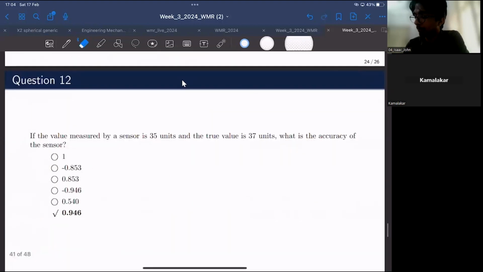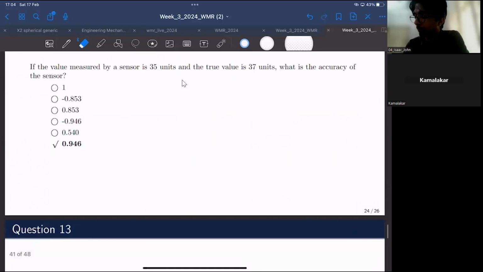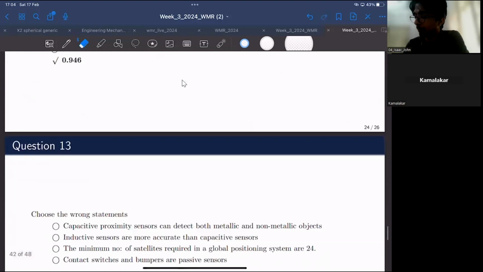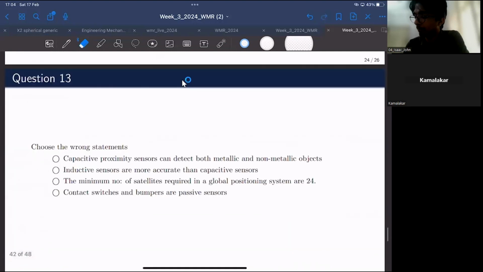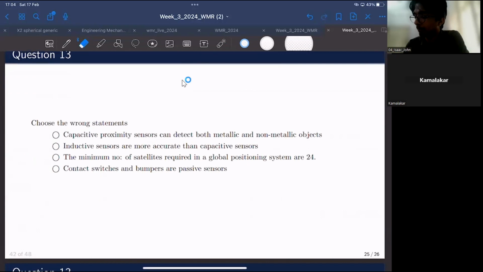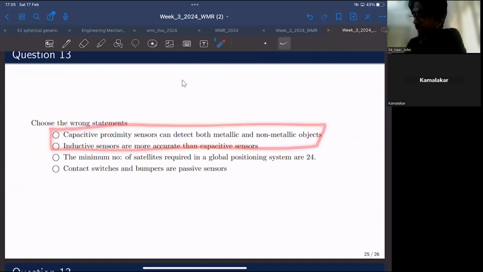Okay, so the answer is indeed 0.946. And moving on to question 13. Again, you are asked to find out the wrong statements. So I think the first two options are mostly dealt with capacitive and inductive proximity sensors. So we'll come back to that later.